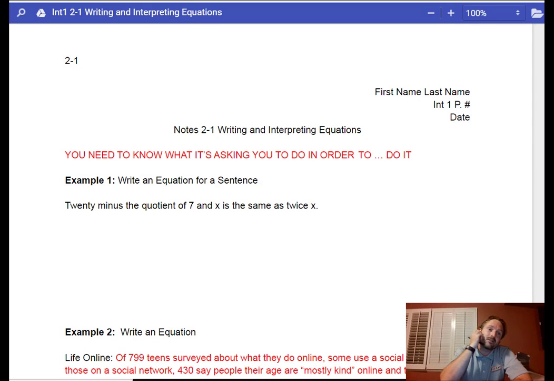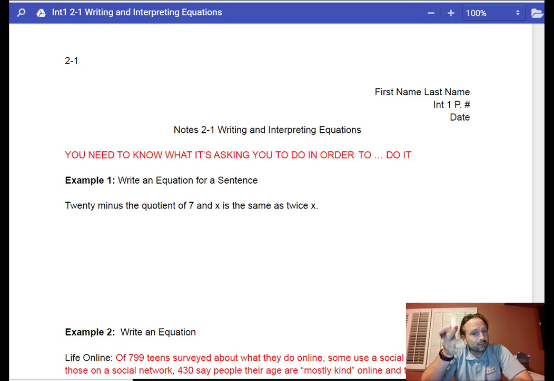Make sure you write your 2-1 in the top right-hand corner. And make sure you put your first and last name, period, and the date in the top left-hand corner. So, writing and interpreting equations. I'd like to remind you, if it's in red, don't write it down, or at least paraphrase. You need to know what it's asking you to do in order to do it.